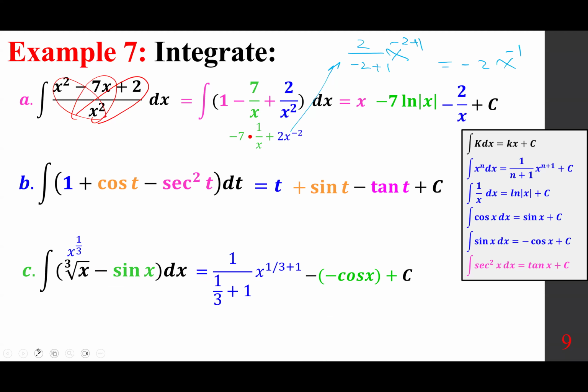What about this one? This is 4/3. So we are dealing with 3/4, the reciprocal. X to the power of 4/3. We can write this back into the radical format. So we get 3/4 cube root of x to the power of 4 plus cosine x plus a constant.